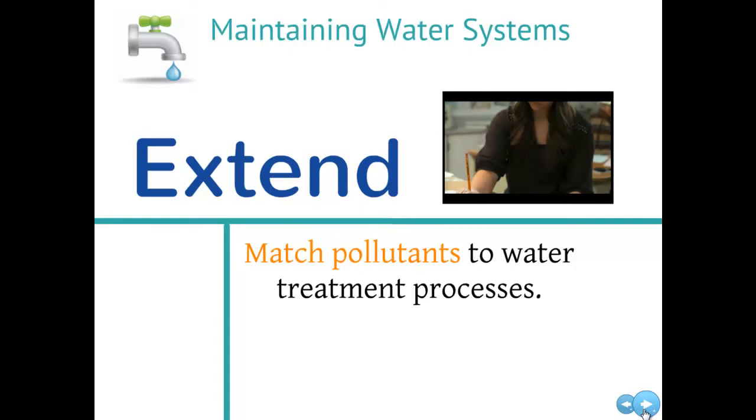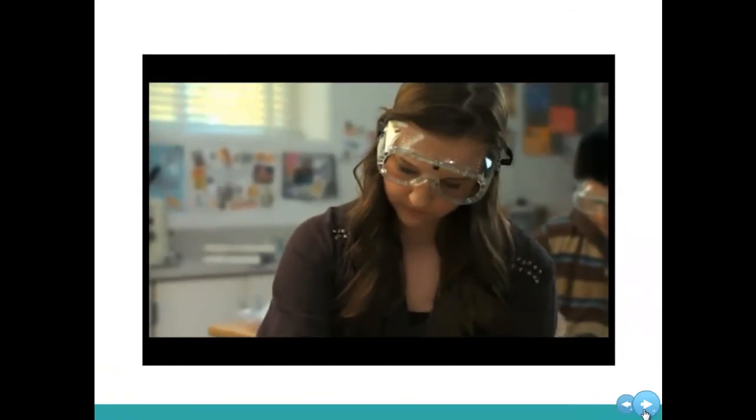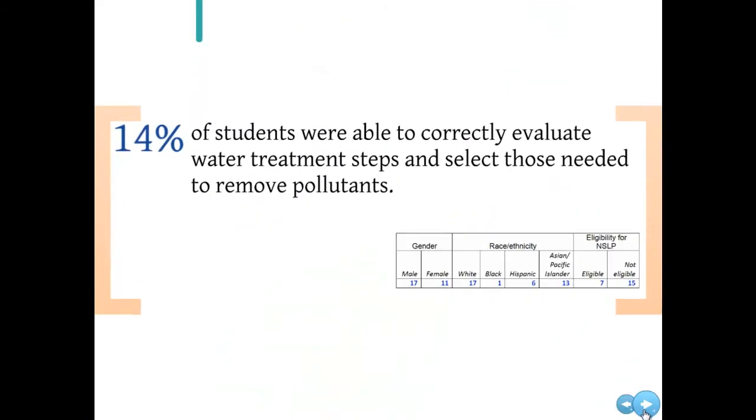Students extended their inquiries by matching pollutants to specific water treatment processes. They must then evaluate ways a water treatment plant could reduce or remove the pollutants. 14% of students were able to correctly evaluate the treatment steps and select those needed to reduce pollutant levels to meet national drinking water standards.